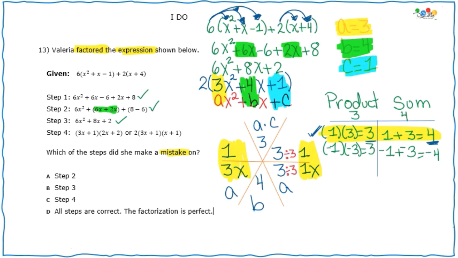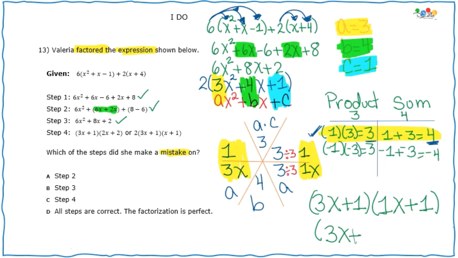Okay, let's write down my factors then. So my first factor is going to be 3x plus 1. Second factor is going to be 1x plus 1. I can rewrite it as 3x plus 1. And this one I can write it without a coefficient of 1. So I will say x plus 1.